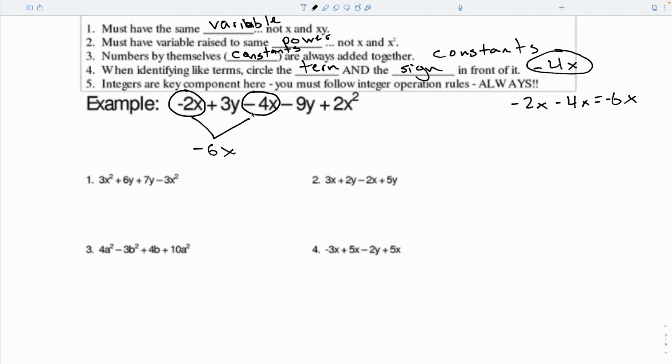What's another like term that you see here, Jillian? That's it. And what do you see in front of the 9y? It's a negative. Yeah, it looks like a minus sign. Same thing, Mackenzie.